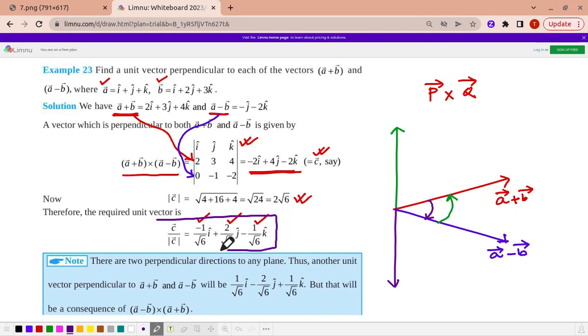Now to find the second unit vector, we just need to negate this. Suppose this is the vector c, then this vector will be minus c. So whenever we find one unit vector, if we negate all the coefficients of i cap, j cap and k cap, we get the other vector. That is what is explained in the note section. I hope you got a very clear idea.